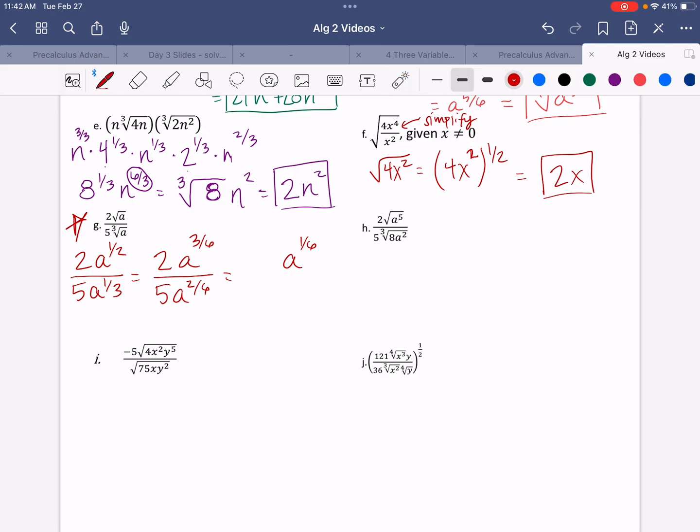So you could leave it a big fraction, you could put just 2/5 in front of your a to the 1/6, but at the end we have to convert it back to a radical. So the denominator 6 tells me this is the 6th root of a. And then again, I could put it all over 5, or I could just use 2/5 as my coefficient in front of the radical. Final answer, done.